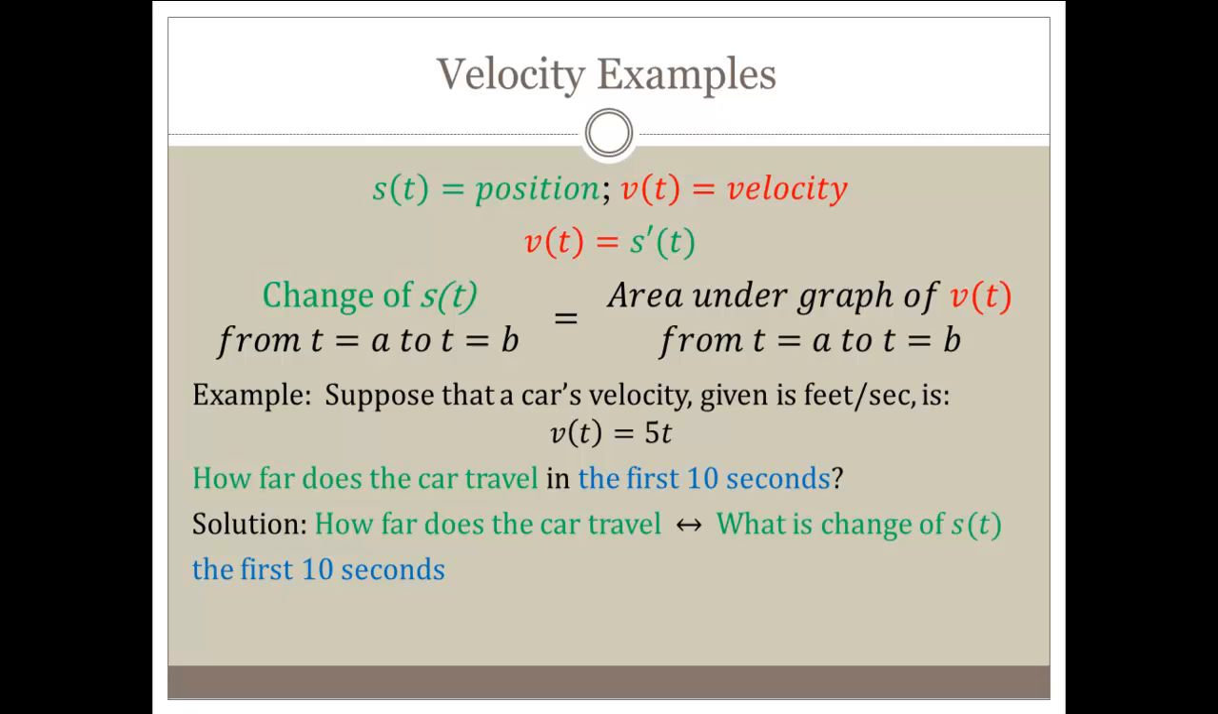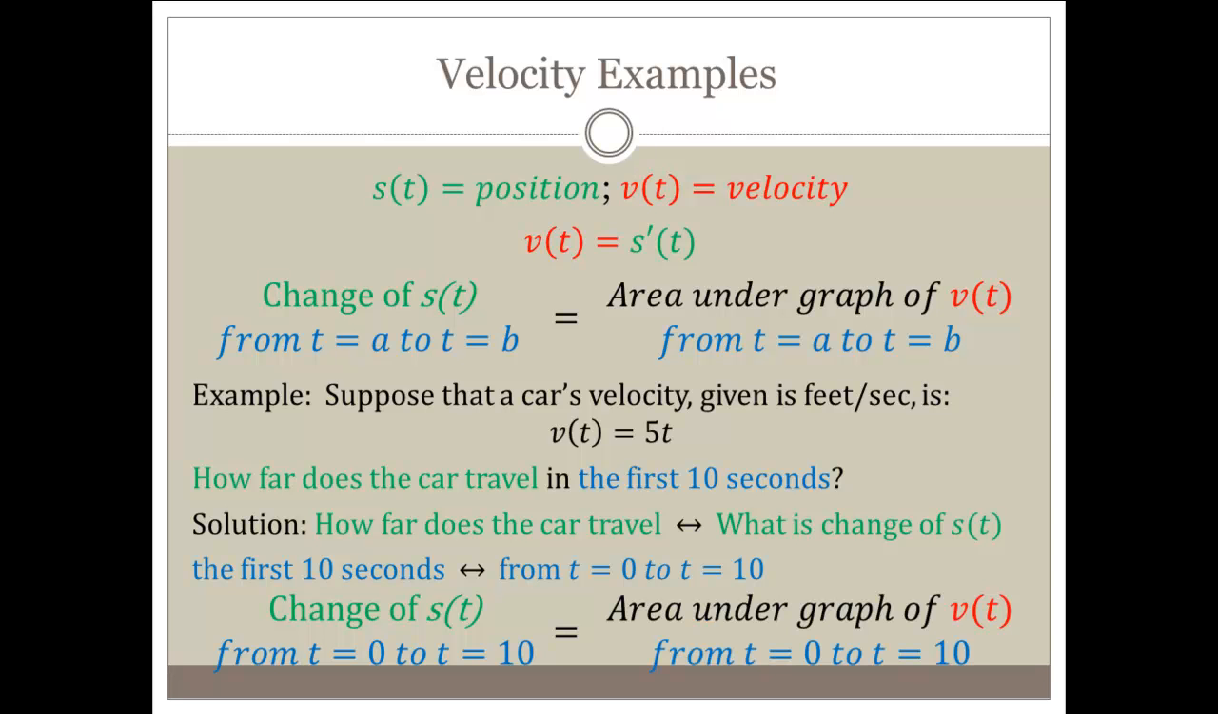The phrase, the first 10 seconds, means that we are talking about the time interval from t equals 0 to t equals 10. So we want to find the change of s of t from t equals 0 to t equals 10. But we know that this equals the area under the graph of v of t from t equals 0 to t equals 10. So let's look at the graph of v of t.